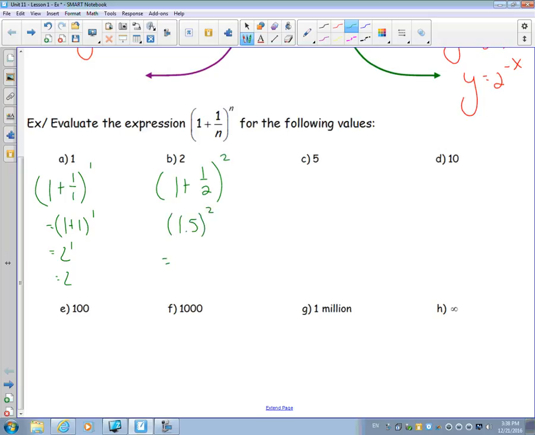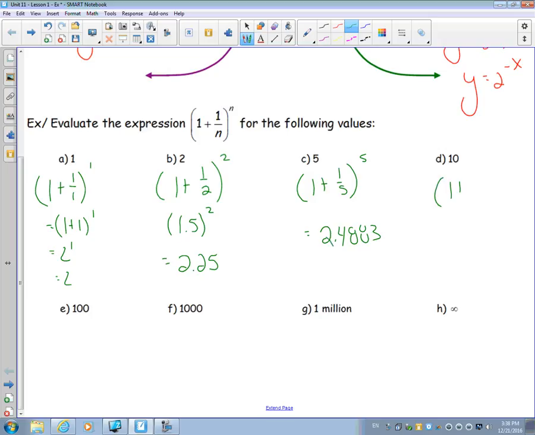And you're going to need calculators for this lesson, so make sure you have your calculator out. And 1.5 to the power of 2 is 2.25. We try the next one, 1 plus 1/5 to the power of 5, in other words, 6/5 to the power of 5. We get 2.4883. So you might notice so far that as our numbers get bigger, so do our values, but they're not increasing by a huge amount every time. We started at 2, and we're only up to 2.48 so far.